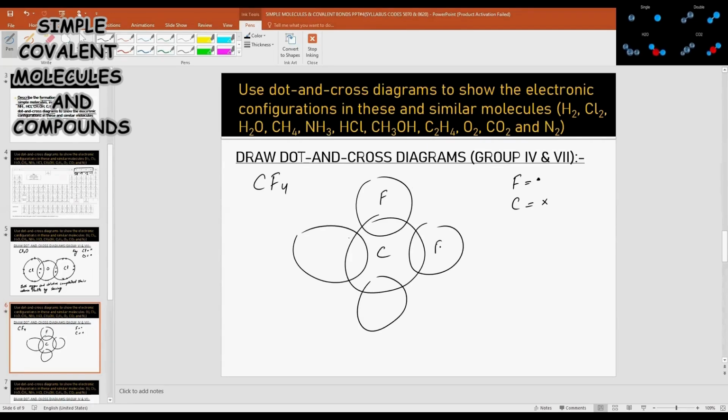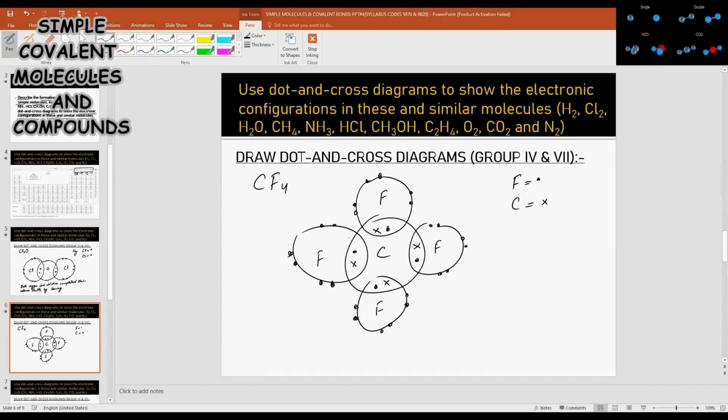Let's write their symbols. First, I'm showing the valence electrons of carbon. It is in group 4, so there must be 4 valence electrons. 1, 2, 3, 4. Fluorine belongs to group 7, so each fluorine will show 7 valence electrons. Let's start with this one. 1, 2, 3, 4, 5, 6, 7. Then the same for each of the other three fluorine atoms.